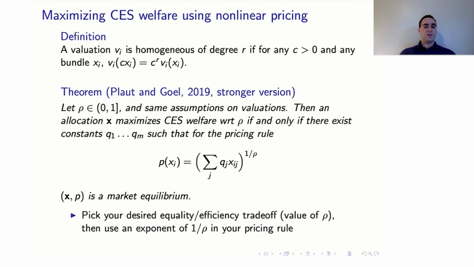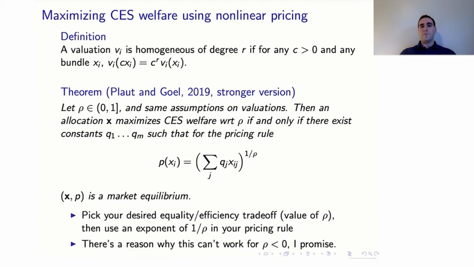One way to interpret this is basically saying, as a social planner, we want to pick our desired equality efficiency trade-off. So pick a value of rho, then put an exponent of 1 over rho in your pricing rule, and you'll be guaranteed to get CES welfare with respect to that value of rho. So you'll be guaranteed to get that equality efficiency trade-off. There's also a reason why this doesn't work for rho less than 0. It's a little complicated. We don't have time to get into it now. But for our purposes, we can think of rho going to 0 as being the most equal, and rho equals 1 is still utilitarian welfare, which is the most efficient.